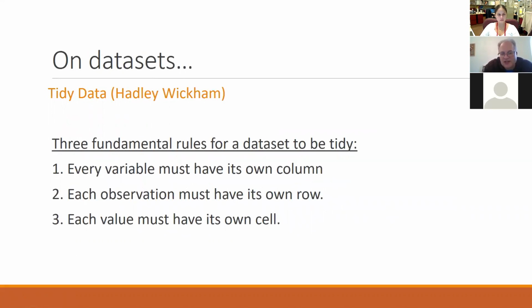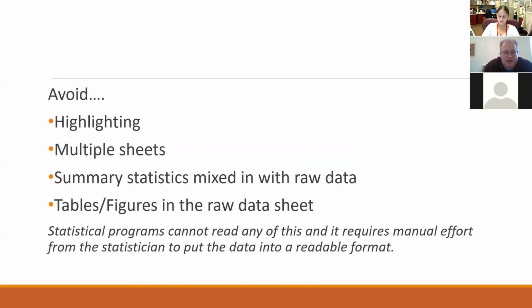In terms of data sets, how we collect the data, there's a couple of basic rules. Every variable that you're measuring in your study should have its own column in the file. Each observation, being a patient for example, should have its own row, so every row in the file is an individual patient. And each value must have its own cell. The Excel file is probably the easiest way to think about it, and we'll see an example of that in a second.